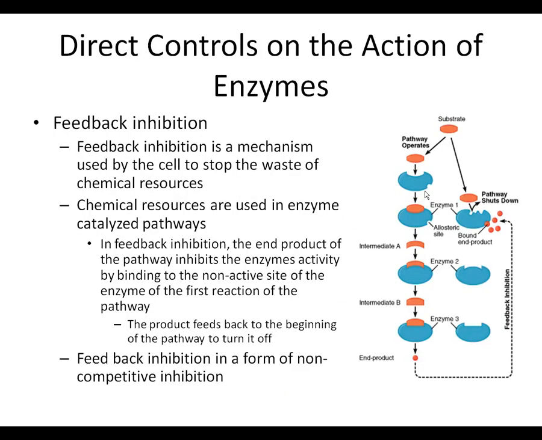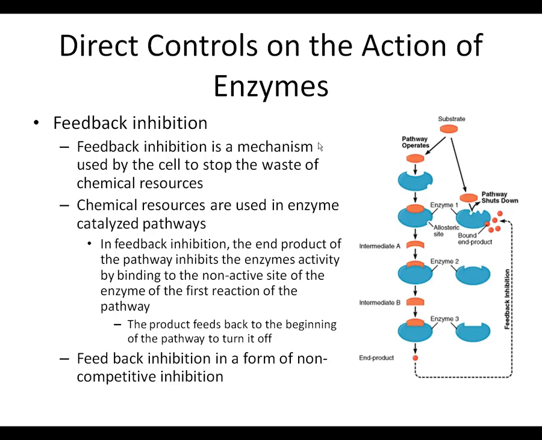There's one type of regulation that your book doesn't really spend a lot of time talking about, but I do think it's important to talk about it, and that is something called feedback inhibition. Essentially, feedback inhibition is going to help the cell not waste chemical resources. Basically, what happens is you have a chemical pathway where the end product will feed back onto the first enzyme of that pathway and turn the whole pathway off.